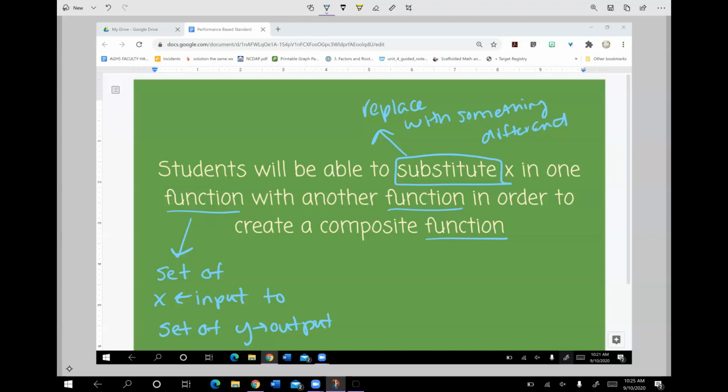And then the newest word that we have is composite. What does composite mean? Okay, composite means that it is made up of various parts or elements. And I like that definition because that's what we're doing. We're creating a new function that is made of two functions inside of each other. So it is made up of various parts. So we're making a composite function that is made up of two functions, okay?